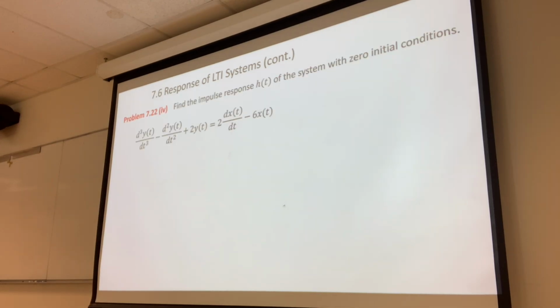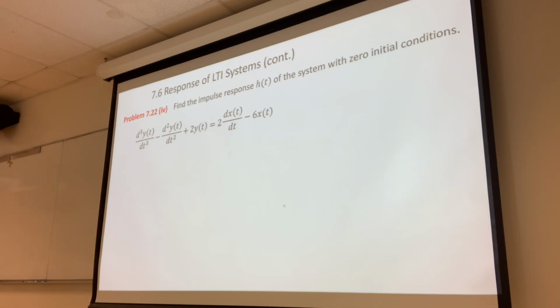The last item from chapter 7 is to find the impulse response h of t for the given system. And always, starting from chapter 2 and chapter 3, x is our input and y is our output. In direct form 1 and direct form 2 diagrams, we use y as output and x as input. Same thing.